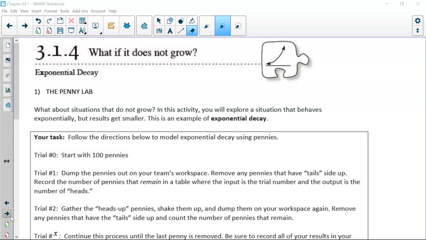Welcome back. We're in section 314. We're going to be talking about exponential decay. And exponential decay is when we decrease from left to right, unlike growth where we increase from left to right. So that's what we're going to be talking about.